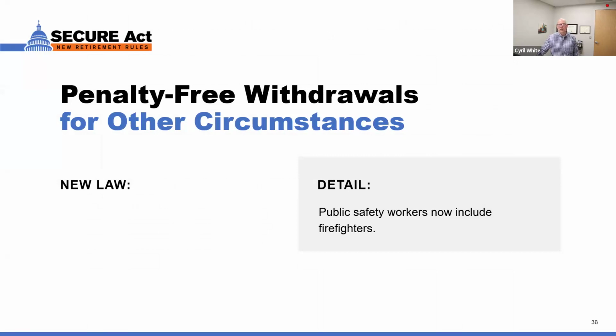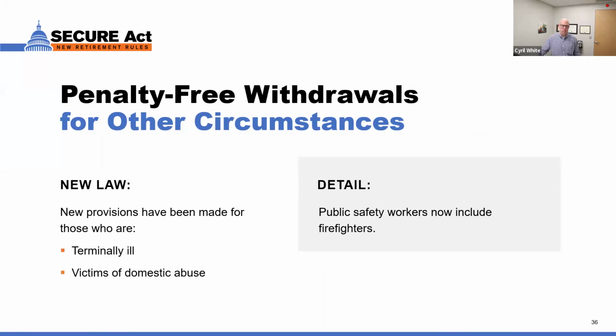They've also added a few other circumstances where you can withdraw funds from your retirement accounts without the 10% penalty if you're under the age of 59 and a half. And those include people who are terminally ill, victims of domestic abuse, and public safety workers, which now include firefighters as well.